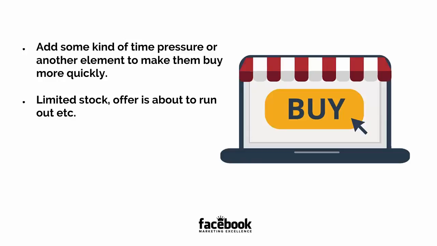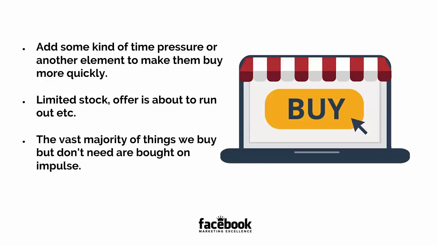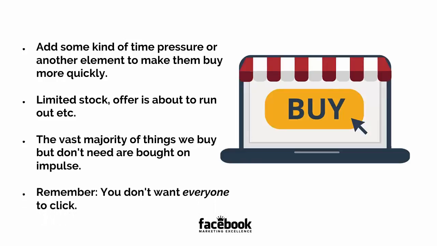This is important because actually the vast majority of things we buy that we don't absolutely need are bought on impulse. They're purchased as a result of emotions we felt at the time, and if we're given time to go away and think about it, we'll often come to the conclusion that we don't need it. So get them to act fast by saying your product is available for a limited time only. And remember too what we said earlier about sometimes not wanting everyone to click. If you're trying to make direct conversions, then think as well about how you can filter out people who might not really be interested in buying.